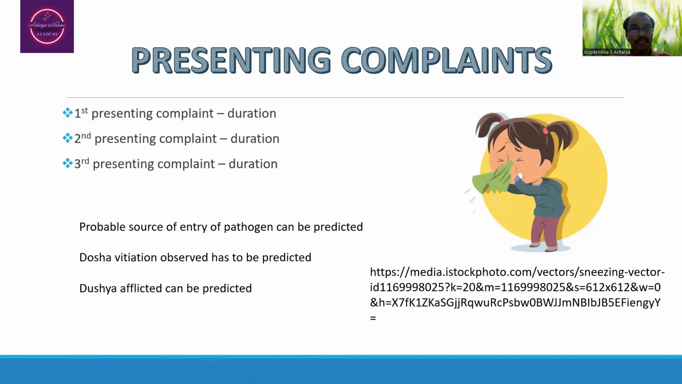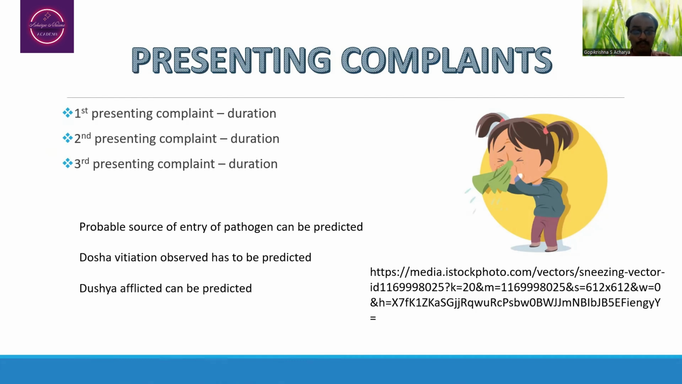Suppose the person says kidney disease, what kind of kidney problem do you have? Do you have pain? Or do you have burning micturition? Or do you have increased micturition? Or do you have retention of urine? Etc. That is what should be the presenting complaint, recorded or documented in the case sheet as such.